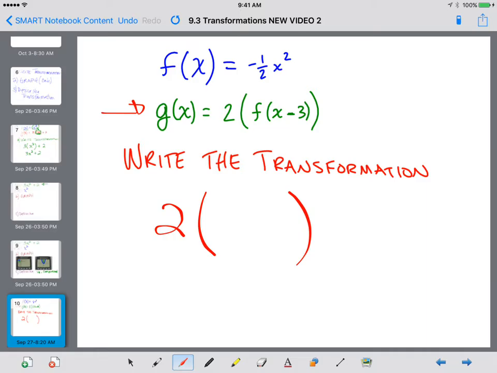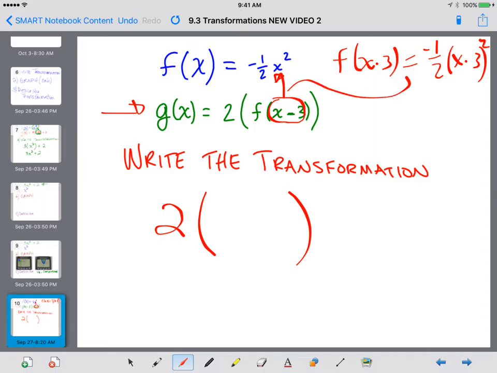Now notice this thing is different. Instead of f of x, it says f of x minus 3. So that means I need to put x minus 3 inside the f equation. So f of x minus 3 looks something like this: negative 1/2 times x minus 3 goes in for x, and we have it squared. This is what I'm going to plug in right here. So we have 2 times, I'm going to have negative 1/2.